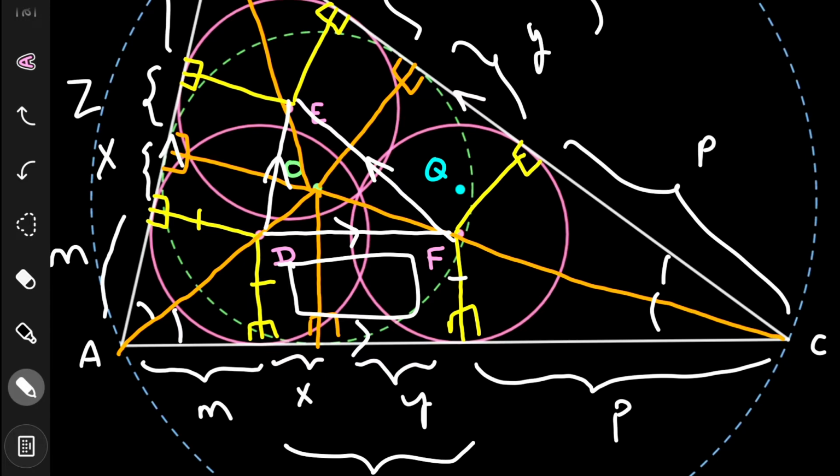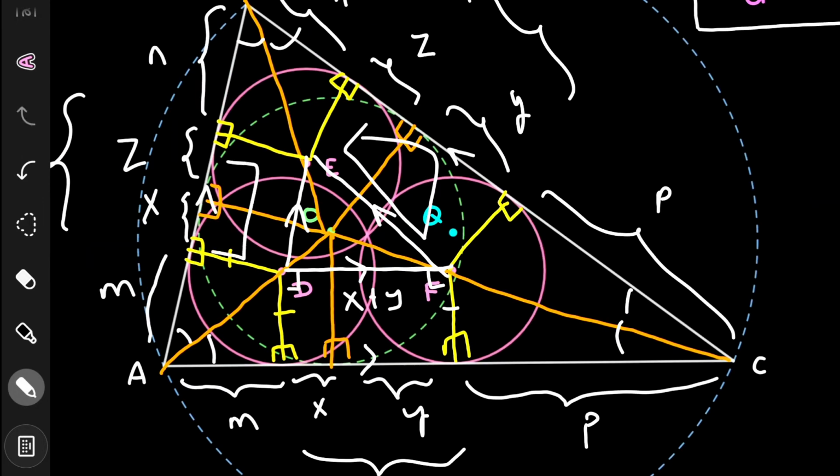Now in this particular quadrilateral, all the four angles are going to be 90 degrees by collinearity, hence it is a rectangle. In a rectangle, opposite sides are equal. Therefore, the base is having a length x plus y, so this length would also be equal to x plus y. And similarly, this and this quadrilaterals would be rectangles, hence the length of this line would be equal to y plus z, and the length of this line would be x plus z.